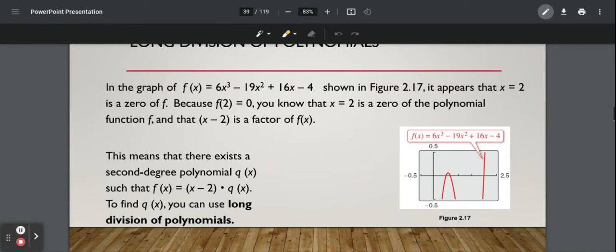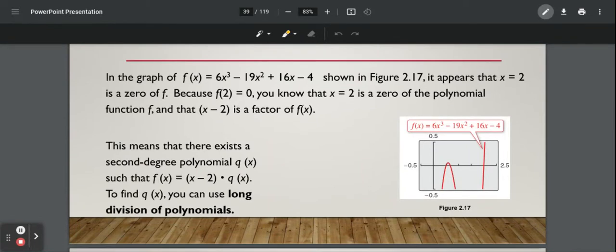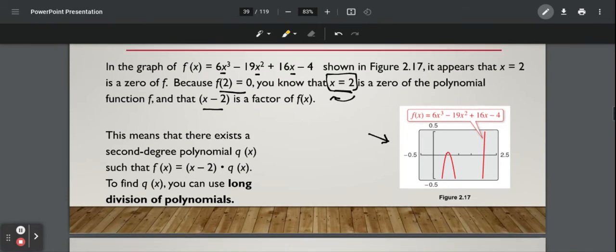If we were to have the graph 6x cubed minus 19x squared plus 16x minus 4, which is the picture right here. If we look at the graph, it looks like x equals 2 is a zero. And if we were to plug 2 in for that x, and we get 0, then we know that x equals 2 is a zero of that polynomial. Which means if x equals 2 is a zero, if we were to move the 2 over to the other side and write it in factored form, x minus 2 would be a factor.